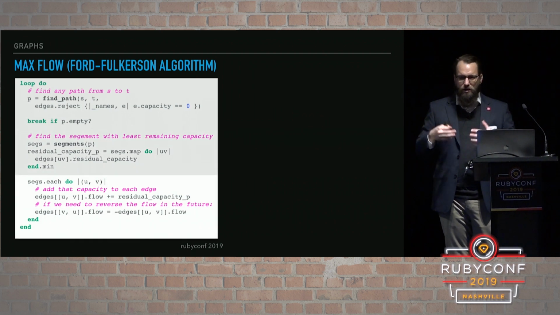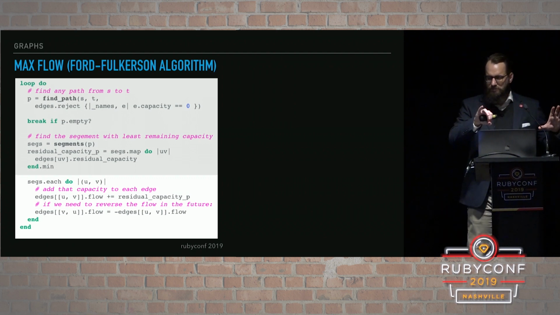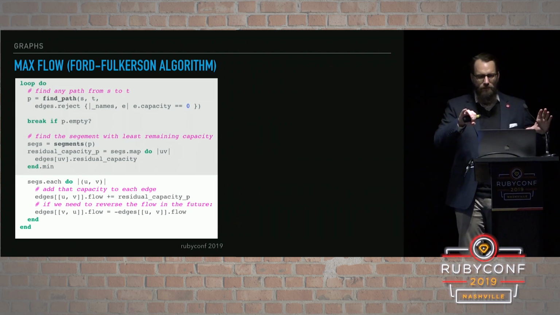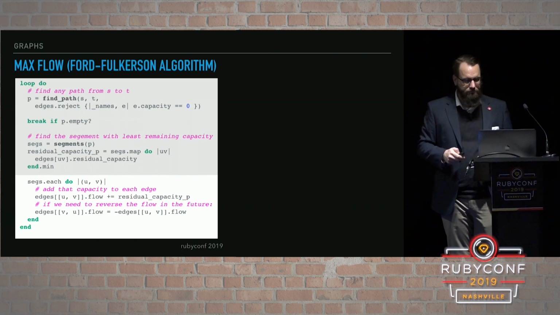And then we're just going to augment the path with that amount. So if we have huge pipe, little pipe, and the little pipe can carry 3 more, then we'll just add 3 to the whole system, and then keep doing that until we can't add it anymore.